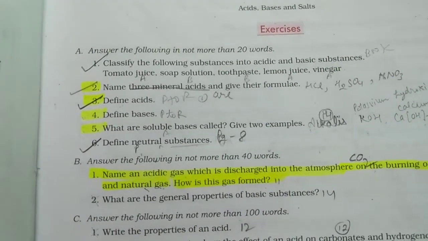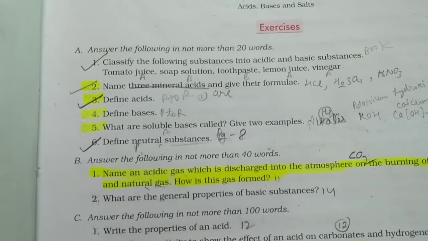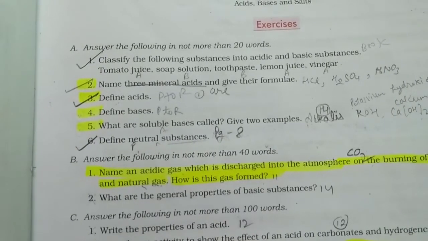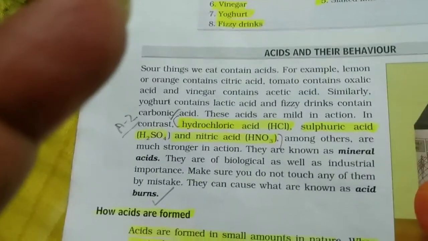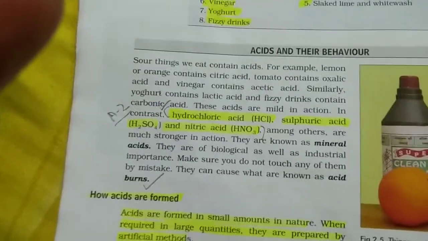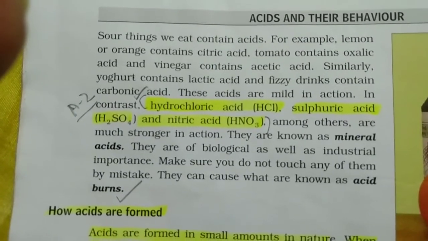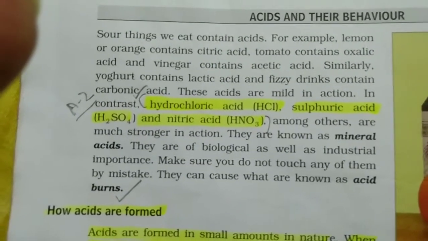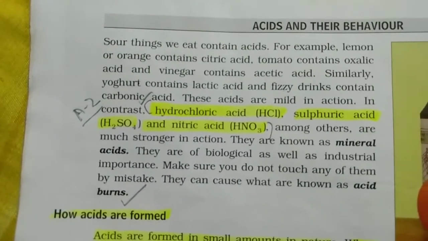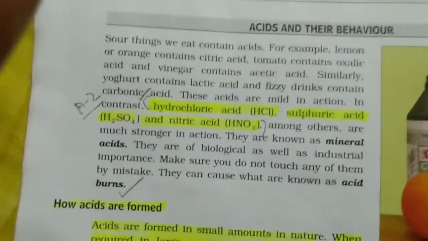Now question number 2. Name 3 mineral acids and give their formulas. The answer of this question is on page number 10. Here, hydrochloric acid, the formula of hydrochloric acid is HCl. Second, sulfuric acid, the formula of sulfuric acid is H2SO4. And nitric acid, the formula of nitric acid is HNO3.